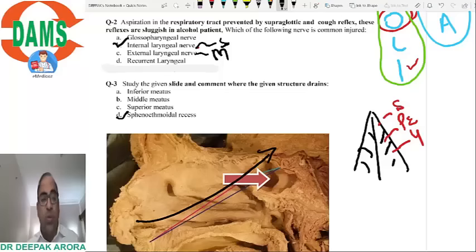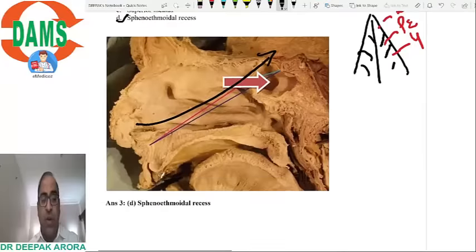Let us revise all the important points. Option A, inferior meatus. Inferior meatus will be the right answer for nasolacrimal duct. Then middle meatus. Middle meatus will be the right answer for four important sinuses. Revise with me: maxillary, frontal, anterior ethmoid, middle ethmoid. Superior meatus will be for posterior ethmoid and sphenoethmoidal recess, which is the other name. Always remember, sphenoethmoidal recess is the other name for supreme meatus. So the answer will be option D. Option D is the best choice.